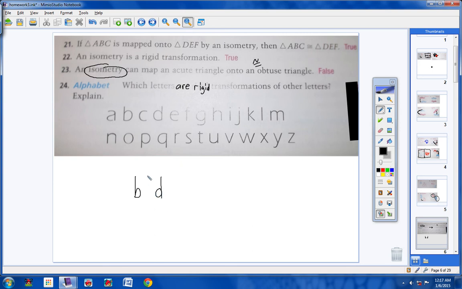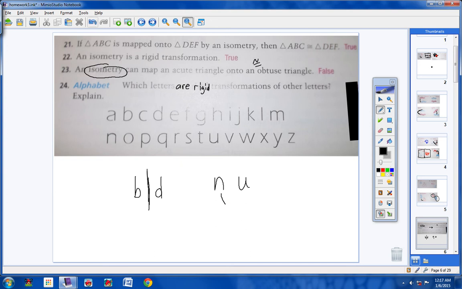They're a reflection, are they not? Sure they are. B and D are a rigid transformation of each other. How about U and N? Here's N. Not a very good N, but here's N. Here's U. Okay, that would be a rotation if you took this N, and it would not be reflection.